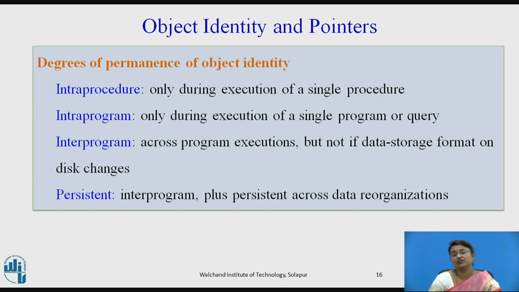Similarly, what are the degrees of permanence of object identity? One is intra-procedure. What is that? During the execution of a single procedure, the object identity is retained. Another one, intra-program, where only during the execution of a single program or a query, the object identity is retained. Next one, inter-program, so across program executions the object identity is retained. And the last one, persistent, where the identity is retained even if the program is not executing, across programs, as well as data reorganizations. All these are the degrees of permanence of object identity.